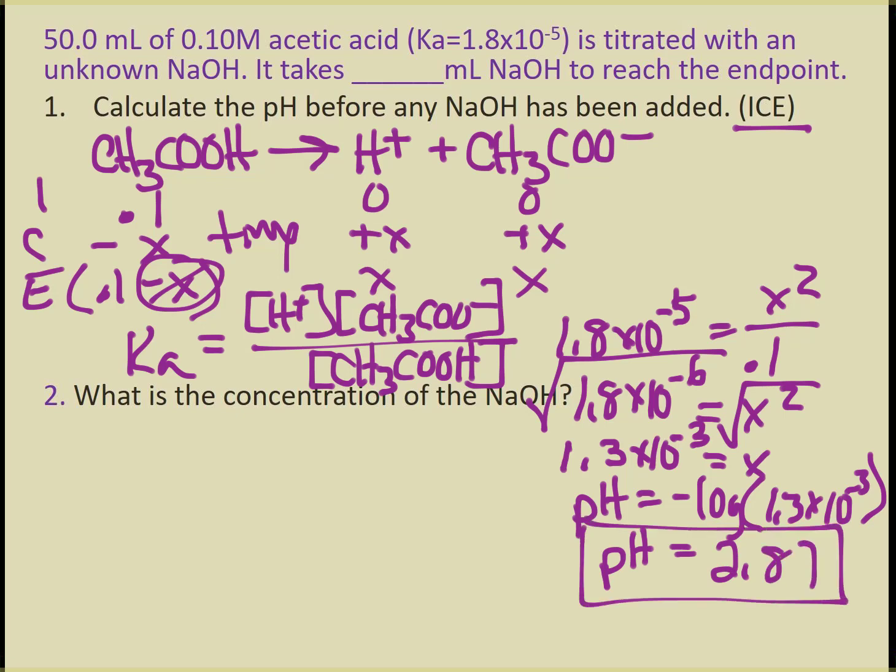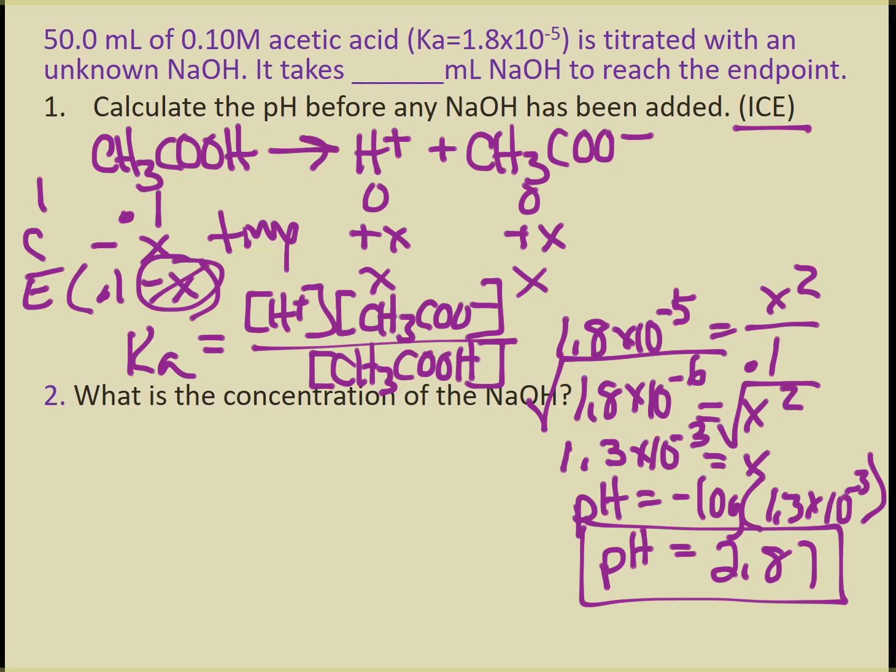So we can see we're starting out acidic. This is a weak acid, but it's actually quite a low pH. It is possible that you can have a weak acid have a lower pH than a strong acid. It just depends on the concentration.